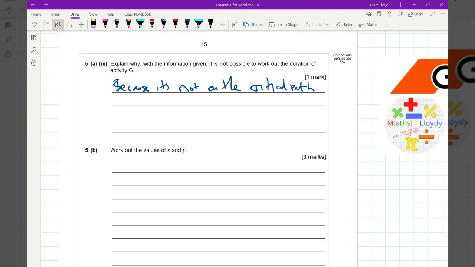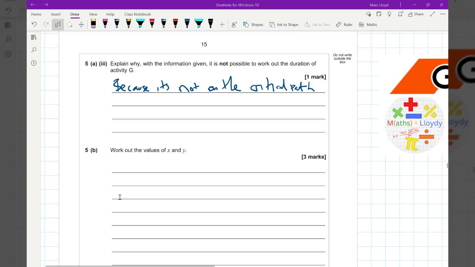So it says activity G is not a critical activity. It's not on the critical path. It has a float. The float on G is unknown. We don't know the earliest start time. We don't know the latest finish time. So all of those are quite useful. Okay, let's go to part B now.